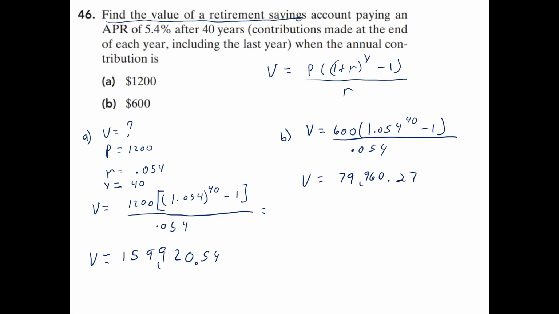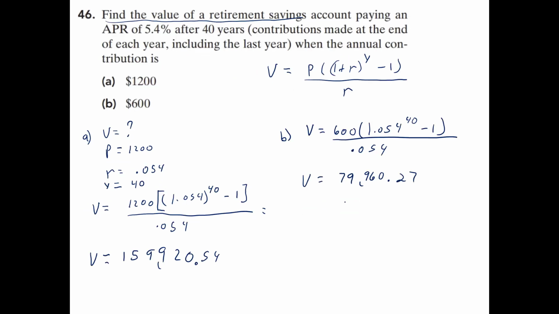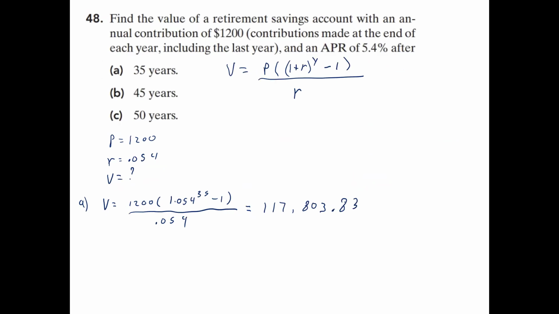When we did this for 40 years, we got 159,000. So round numbers, we got 160,000 there and only 120,000 here. So we get an extra $40,000 by increasing our time to 40 years instead of 35 years.